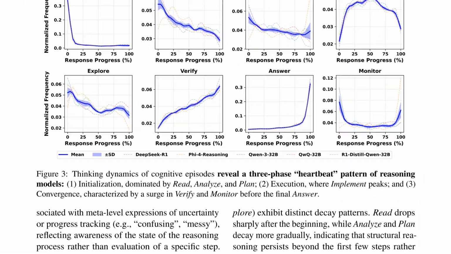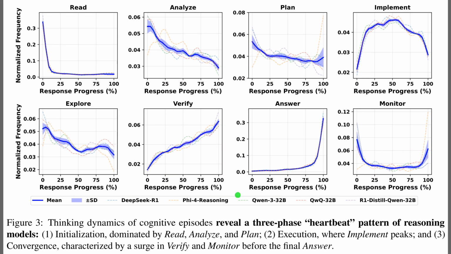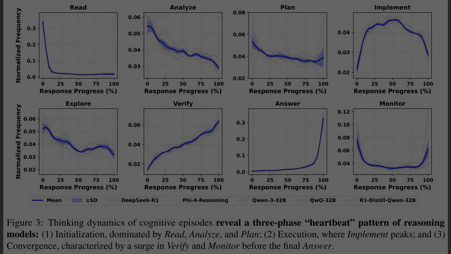Figure 3 shows that reasoning has a repeatable rhythm once you align every response onto a 0 to 100% progress axis, which just means rescaling different length solutions onto the same timeline. The read panel drops fast, and analyze plus plan taper more slowly, so scaffolding fades but does not vanish immediately. Implement forms a mid-trace hump. Verify climbs toward the end, monitor dips then rises, and answer spikes at the finish.